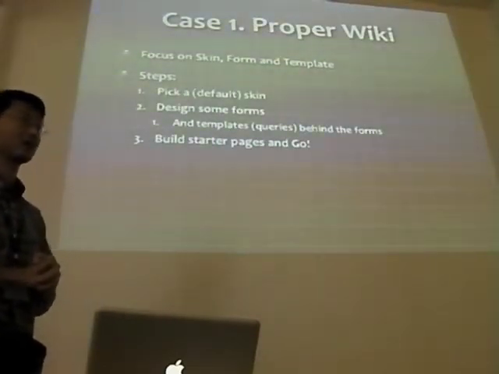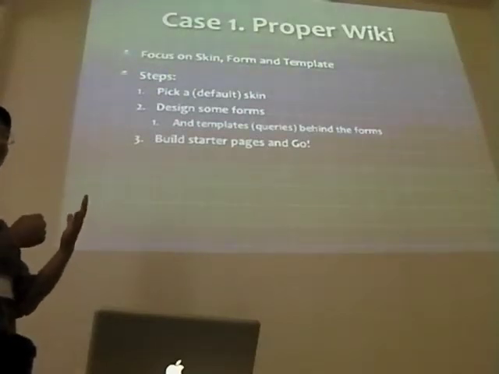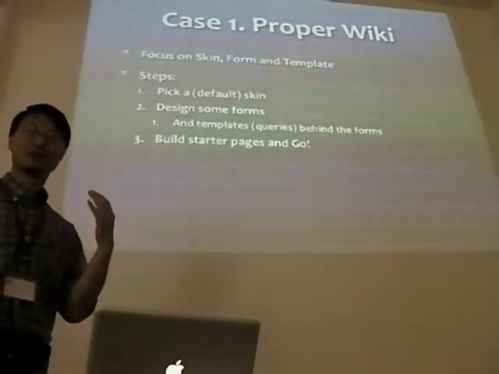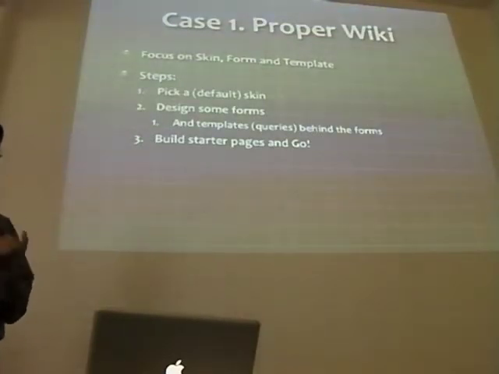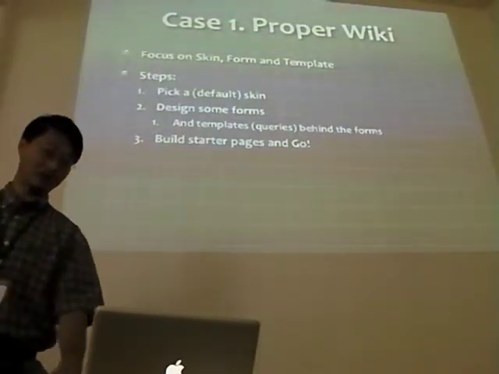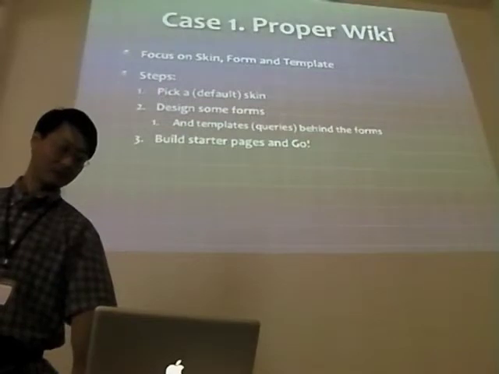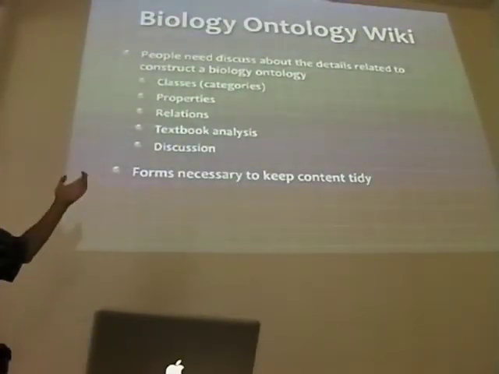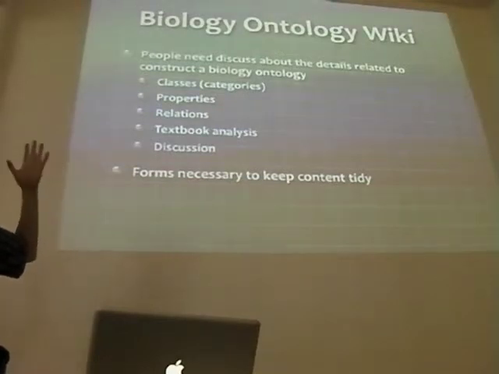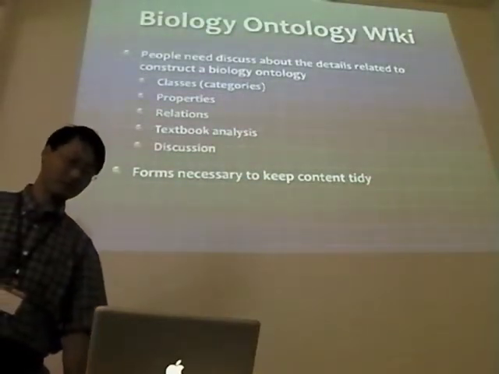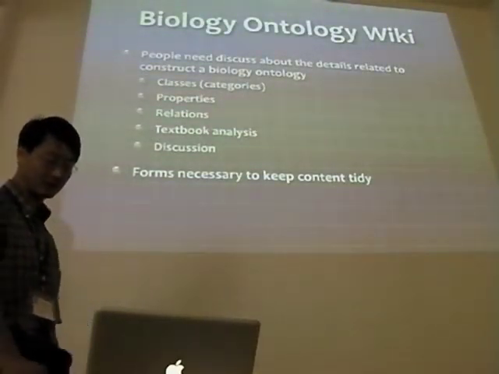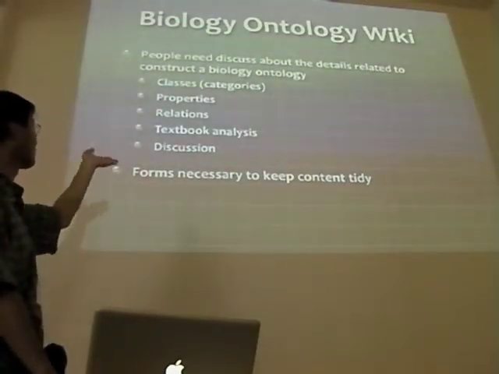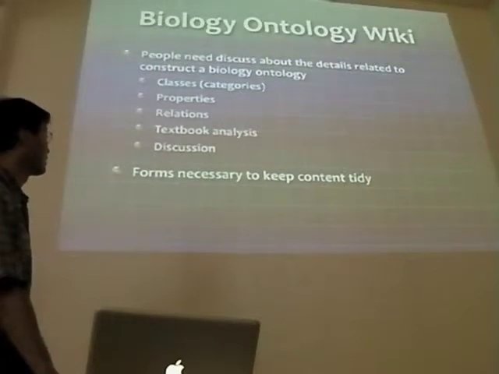The first one is called a simple wiki, or a proper wiki, just a wiki. It doesn't have a lot of things. So basically, what you need to focus on is choose a skin, design some forms and templates, then go. It's pretty straightforward. In this wiki, we have several classes and some properties we imported from an XML file, and then we design the forms to handle all this information.